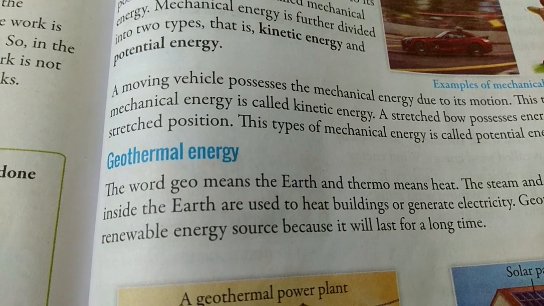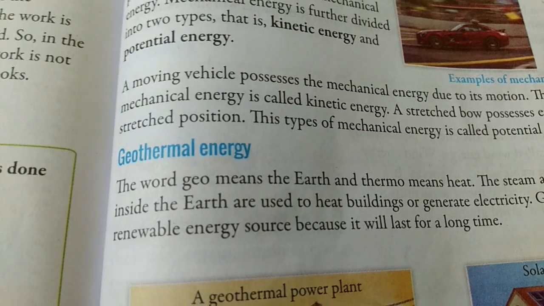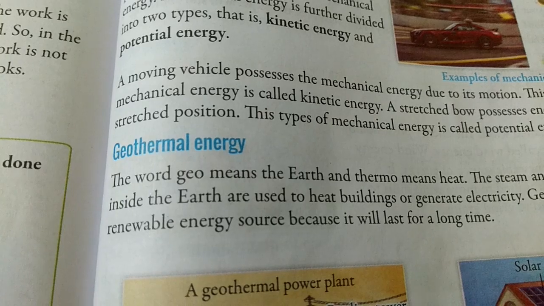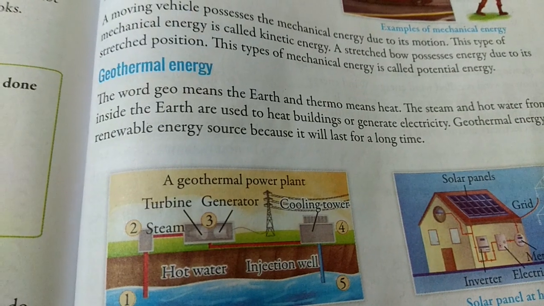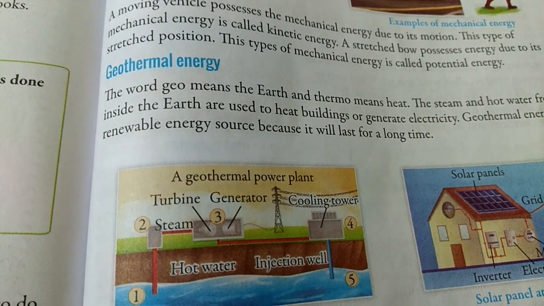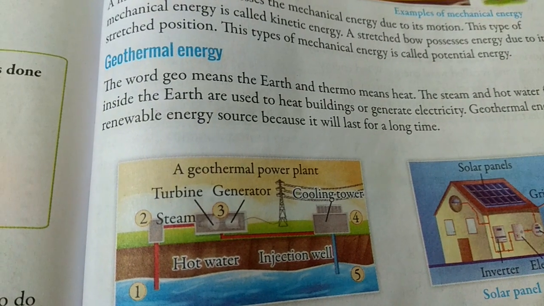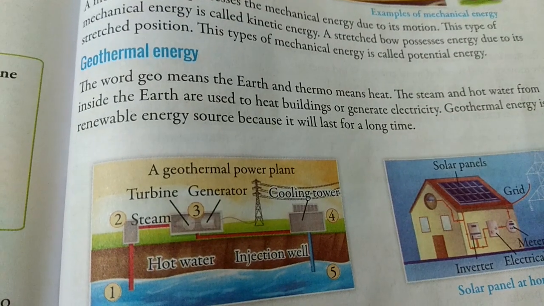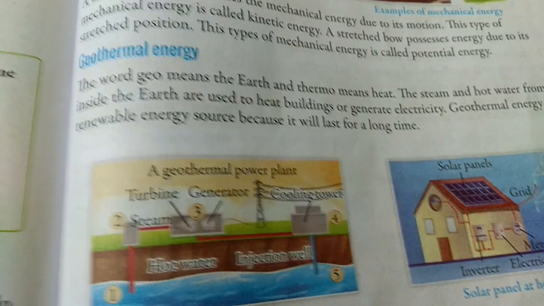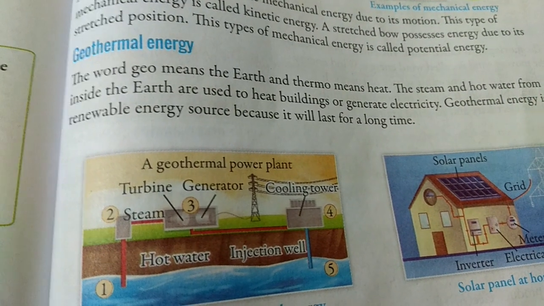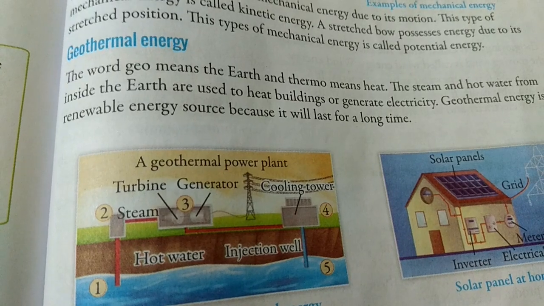Next comes the geothermal energy. The center of the earth is very hot. The name geothermal comes from two Greek words. Geo means earth and thermal means heat. The steam and the hot water from inside the earth are used to heat buildings or generate electricity.